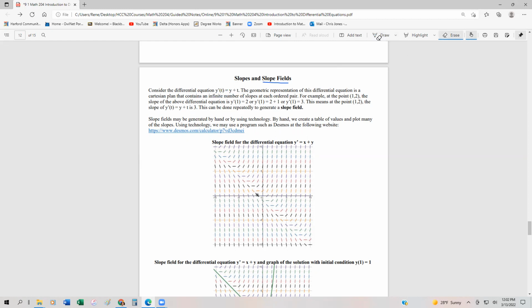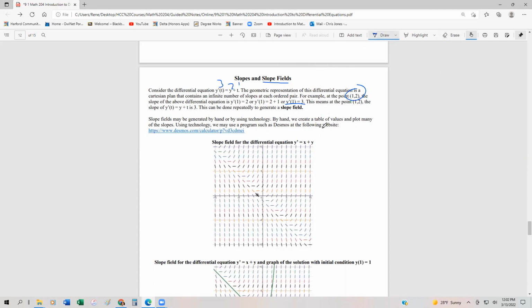So for instance, if we were to pick the point (1, 2), what we would do is plug 1 in for t, 2 in for y, and that would give us a slope of 3 at that point. So y prime at 1 is equal to 3. And a slope of 3 is going to be a steep slope in a positive direction, so it's going to look something like these guys right here. So what we do is we just put a little hash mark at each of those points to represent what the slope is.